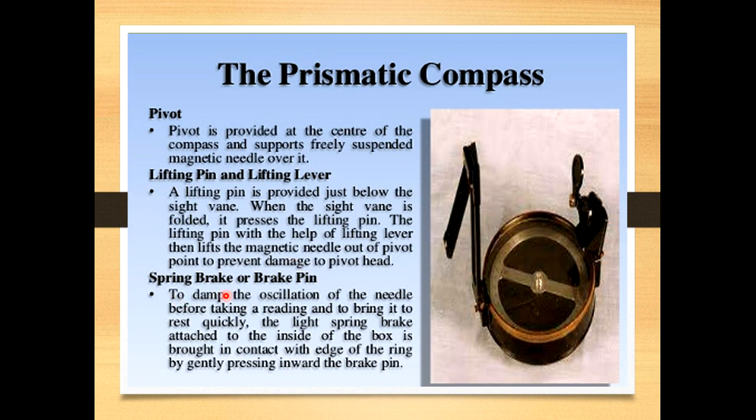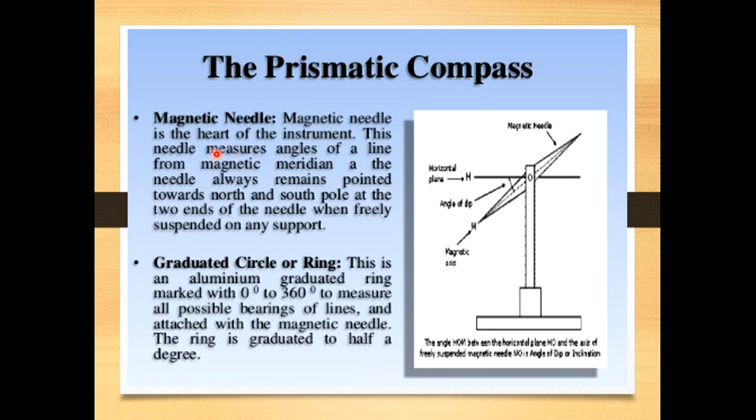Okay, the spring brake or brake pin is used to damp the oscillation of the needle before taking a reading and to bring it to rest quickly. The light spring brake attached to the inside of the box is brought in contact with the edge of the ring by gently pressing the brake pin inward. And next is the prismatic compass.